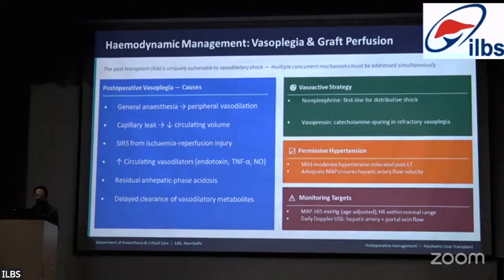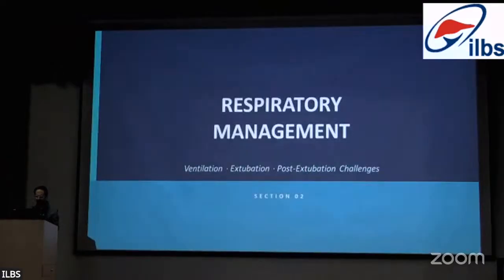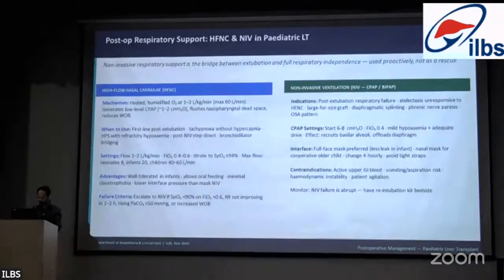A MAP of more than 65 can be targeted, and in younger children and infants, a MAP of 55 should be targeted, and heart rate should be targeted within the normal range. A daily Doppler ultrasound should be done to monitor the hepatic artery and portal flow.